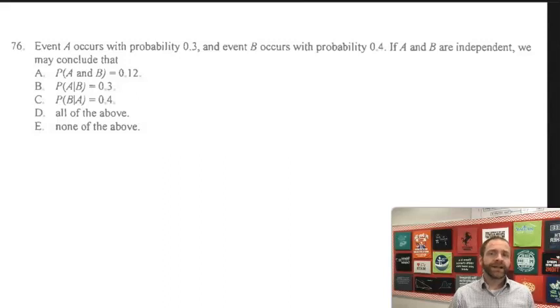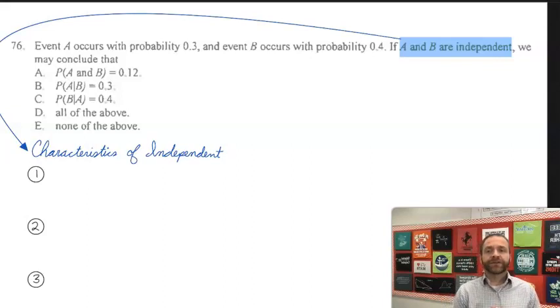We're told event A has probability of 0.3 and event B has probability of 0.4. Now the most important part here is the idea that A and B are independent. If A and B are independent, what can we conclude? That phrase, independent, has some characteristics that we're going to look at. Like I said, there are three of them.